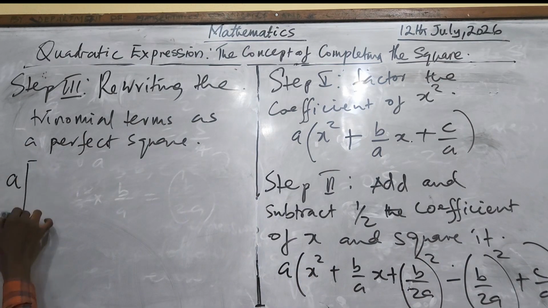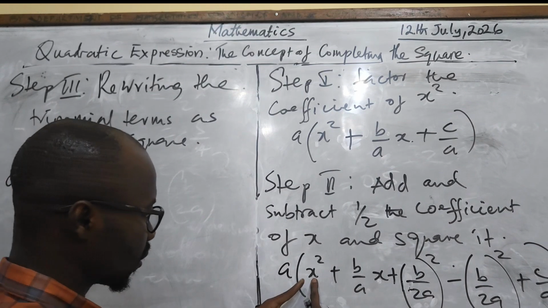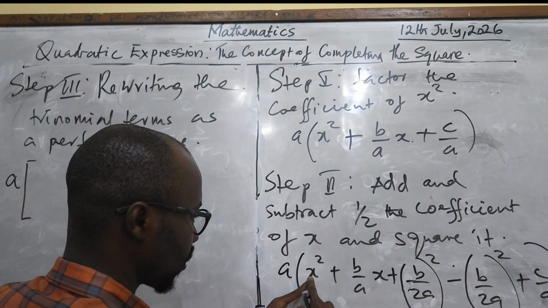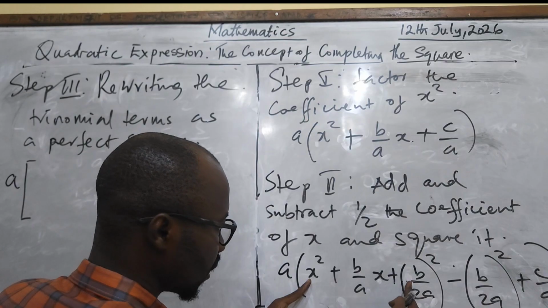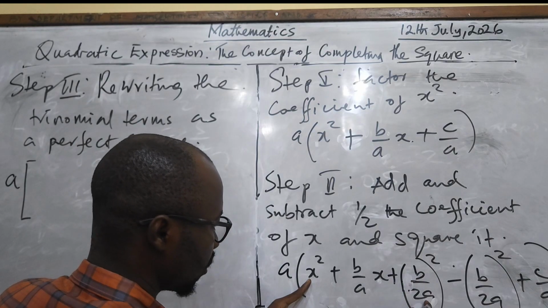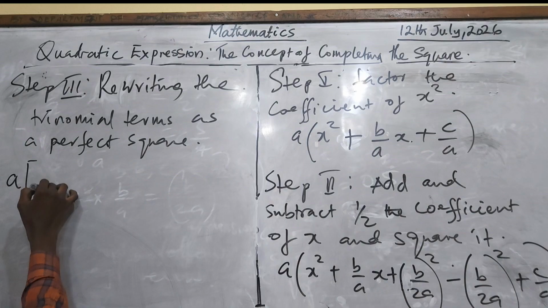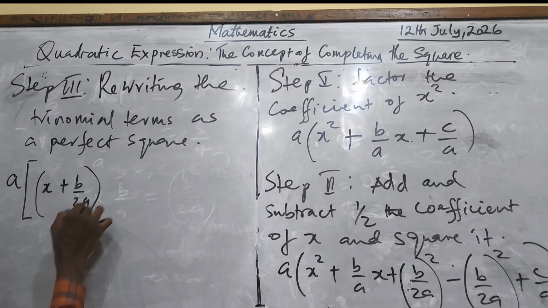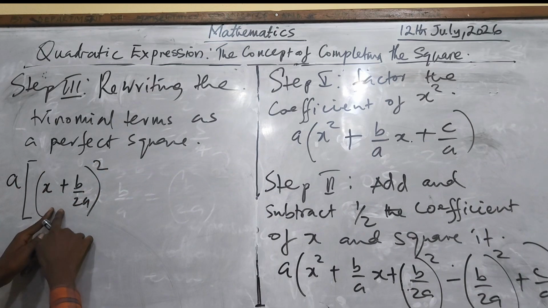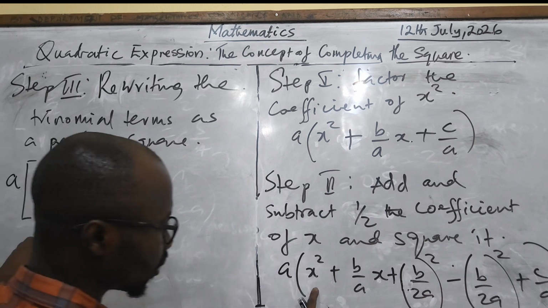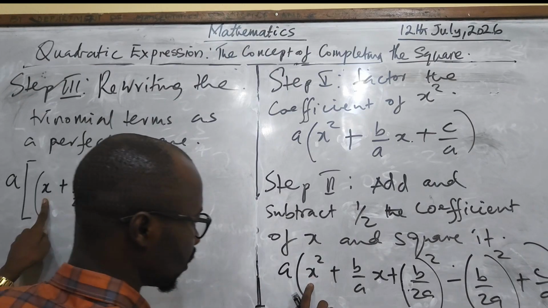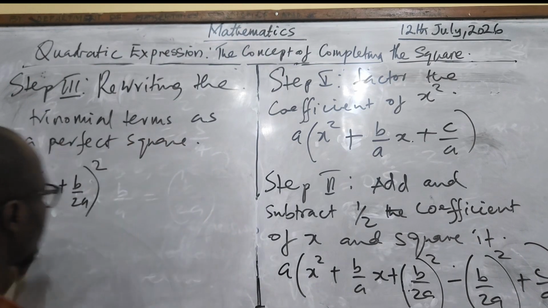Look at this one with square. I'm going to write x and then the sign here plus b all over 2a. So this is x plus b all over 2a and then all squared. So this is a perfect square for these trinomials. Of course, if you expand this, it will give you the trinomials here.